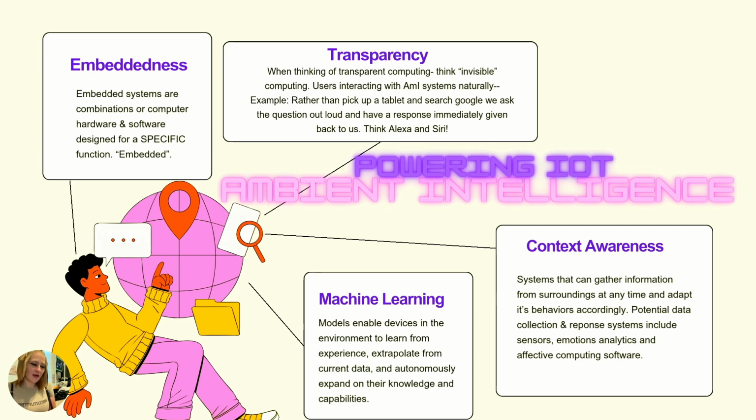So first we have embeddedness. Embedded systems are combinations of computer hardware and software designed for a specific function. They're embedded. So this is technology that would be embedded in everyday objects, more than you can even think of.